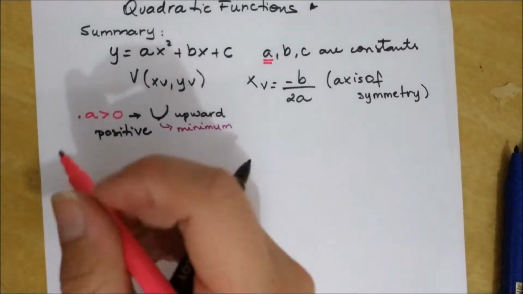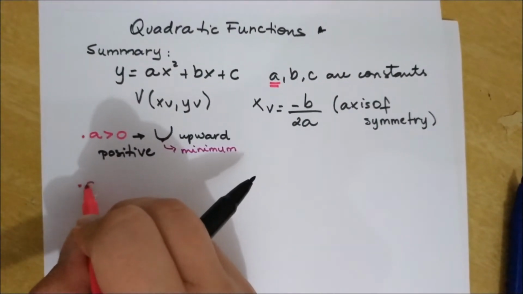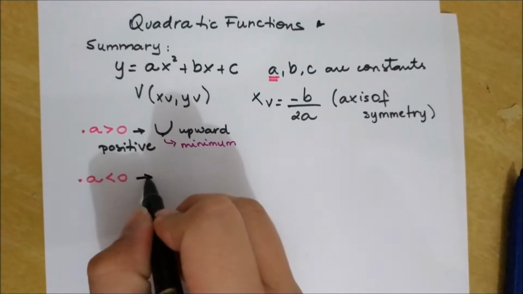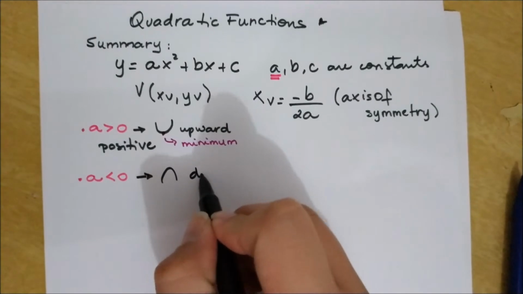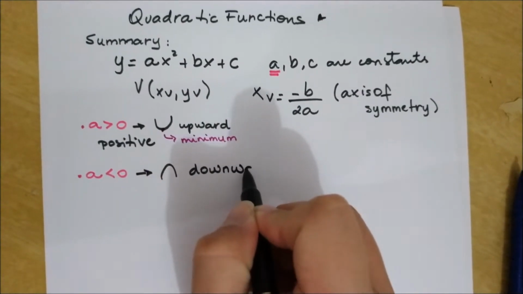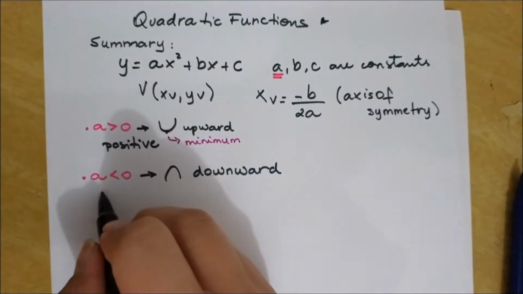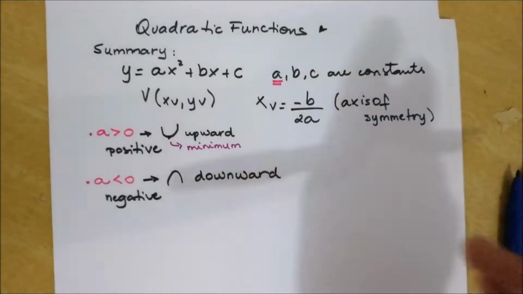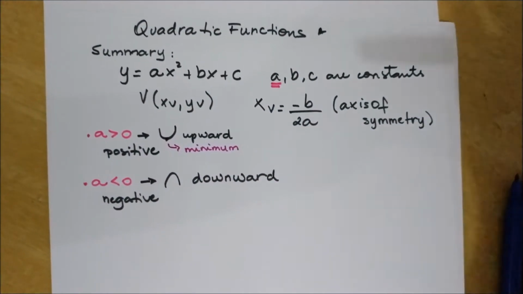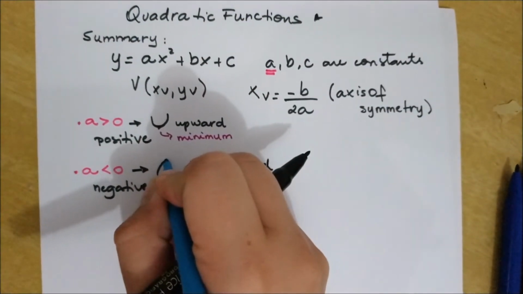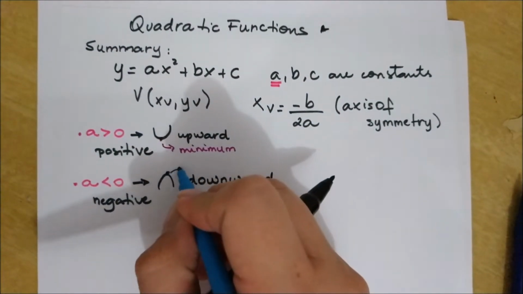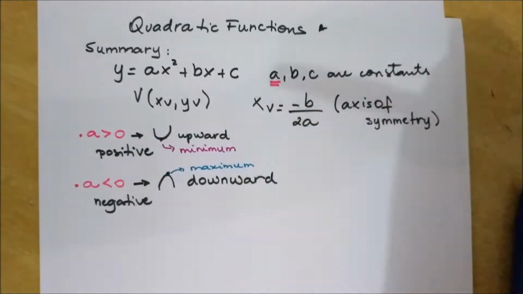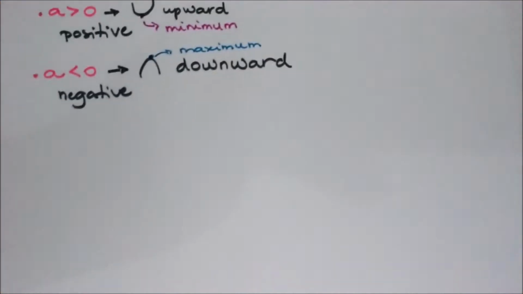Now, if my A is smaller than 0, then it's going to be downward. It's a negative parabola. And we're going to have one point over here that is going to be the point of maximum. Okay, so far so good.